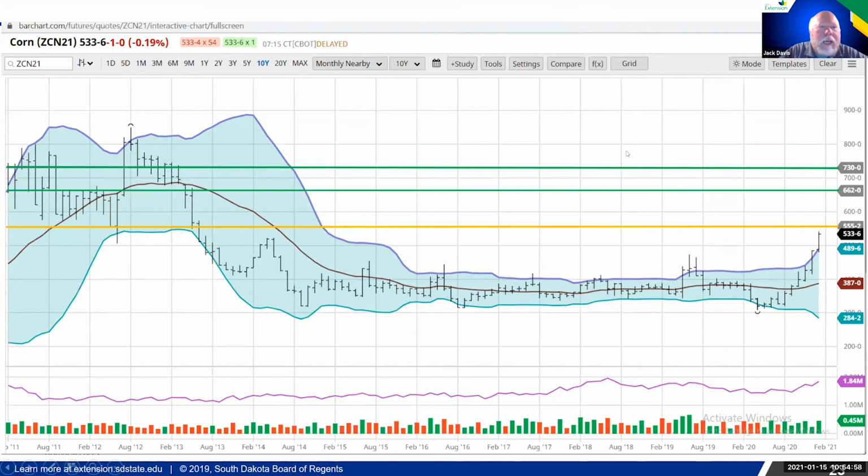So what we're looking at is a monthly nearby over 10 years. So it's a futures contract, and what I've taken is what's called the monthly nearby. So each month it's going to roll to the newest contract, and it's a 10-year deal. So going back to February of 2011.